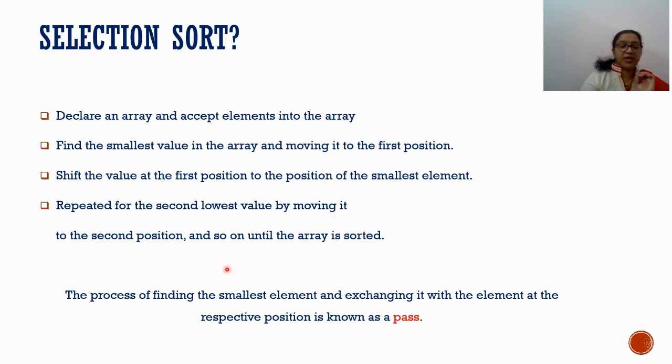And see one important point. The process of finding the smallest element and exchanging it with the element at the respective position is known as a pass. So here, finding the smallest value in the array and moving it to the first position is pass 1. Then the same for the second one, pass 2. Understood? That process is called a pass. So this is called selection sort.